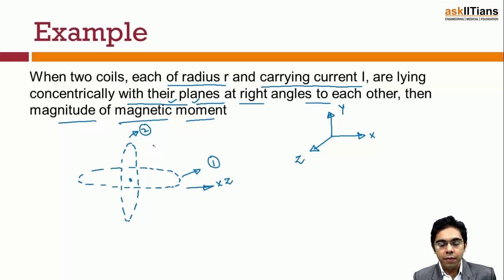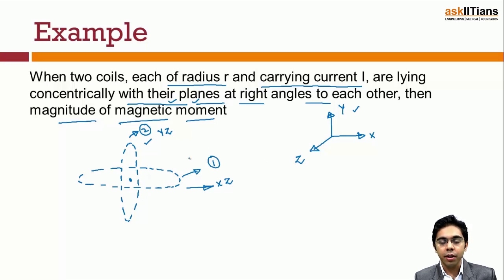And if we look at coil number 2, the plane of coil 2 is in the YZ plane. So this is the YZ plane. If we look at the diagram, the XZ and YZ planes are perpendicular to each other. Now let's proceed further.